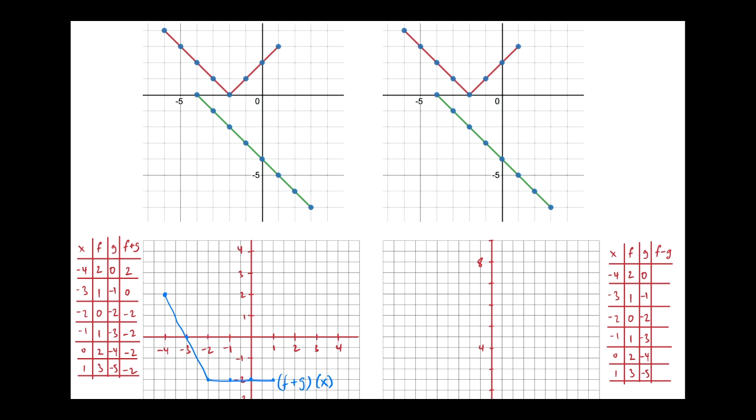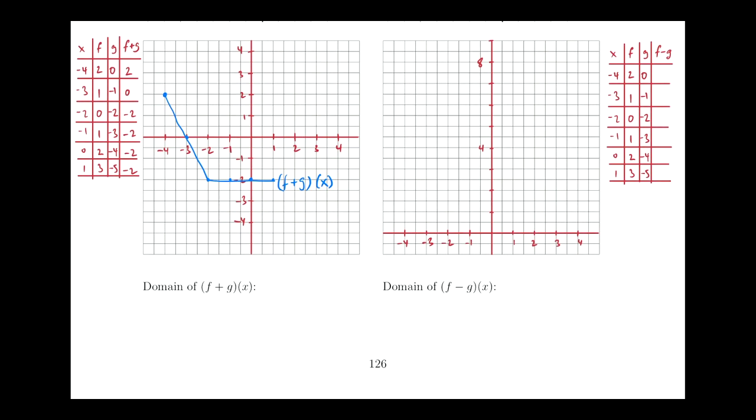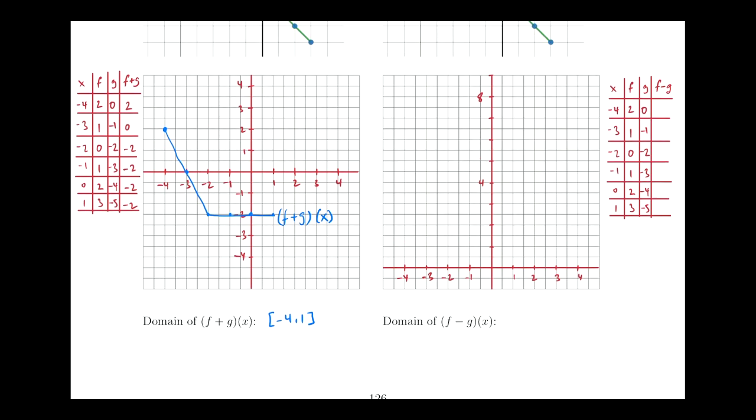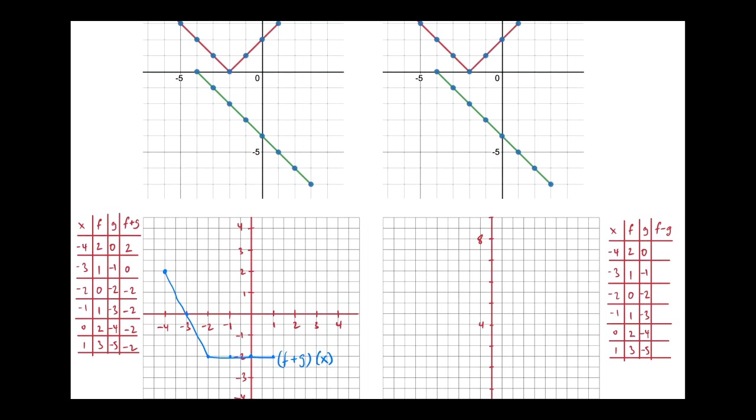All right, now the same analysis can be done with, let's find the domain of f plus g. Domain of f plus g from the picture is negative 4 comma 1. For f minus g, and I just copy-pasted the table here because it's the same x values and the same y values for both graphs. For the difference, 2 minus 0 is 2, 1 minus negative 1 is 2, 0 minus negative 2 is 2, 1 minus negative 3 is 4, 2 minus negative 4 is 6, 3 minus negative 5 is 8.